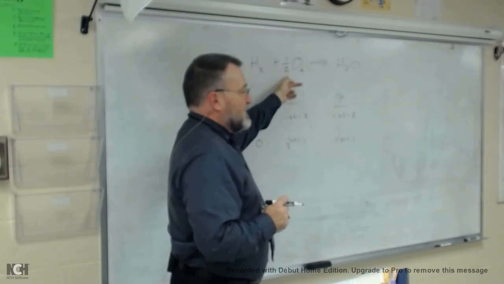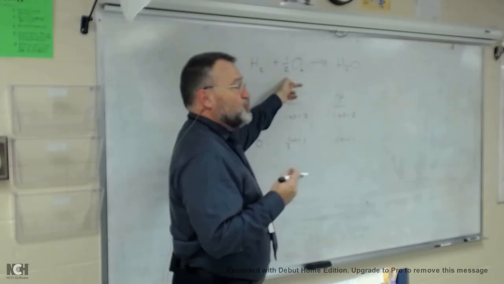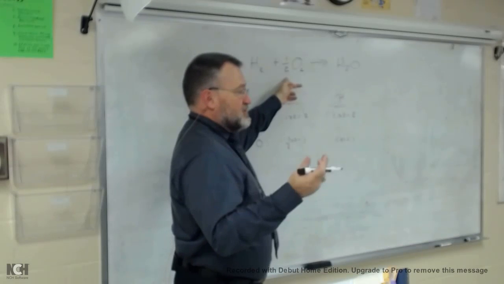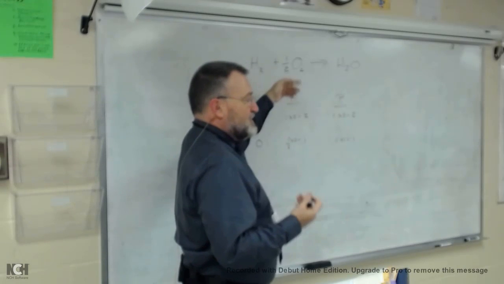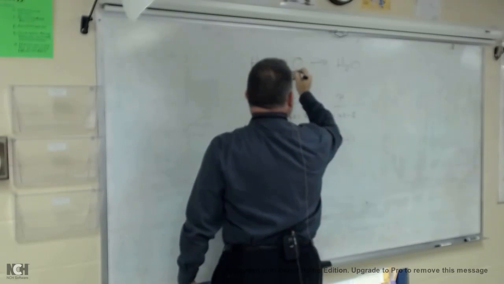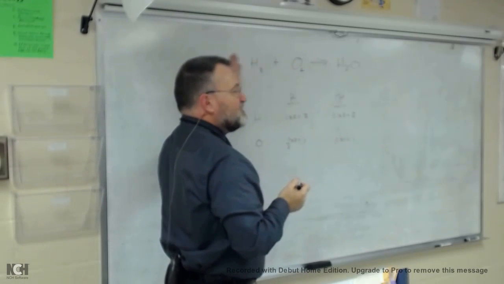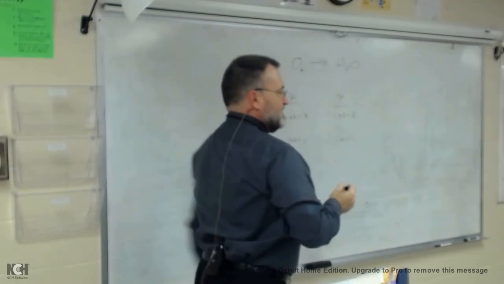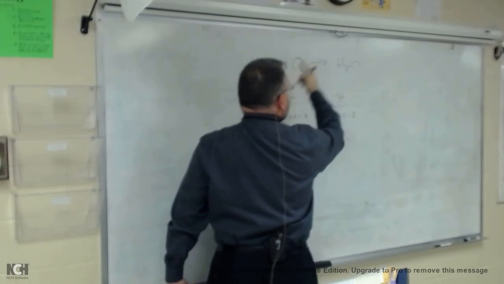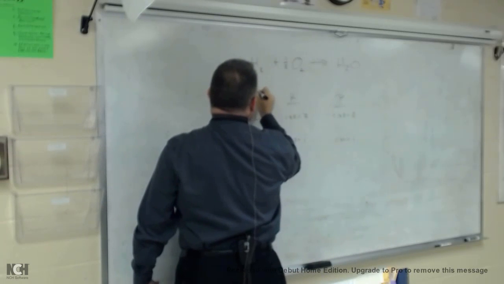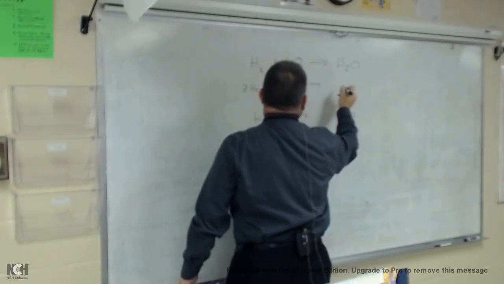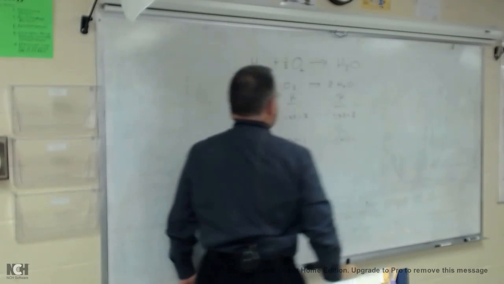I need to multiply this by 2. I'm going to multiply it by the reciprocal, right? Anything times its reciprocal is going to be 1. I've got 1/2. If I multiply it by 2, it now is a 1, and it's implied 1 there. But I have to multiply everything by 2. So here's the way I had it originally. The way I would write it again now, if I multiply every coefficient by 2, is 2H2 plus O2 produces 2H2O. See?